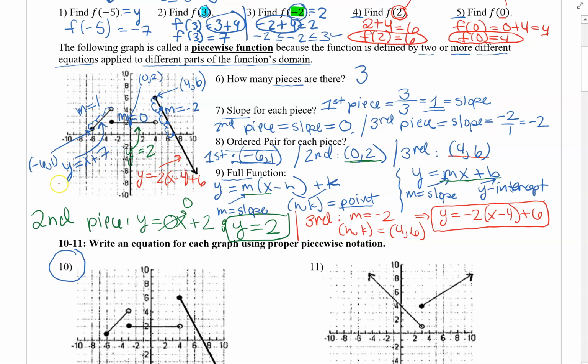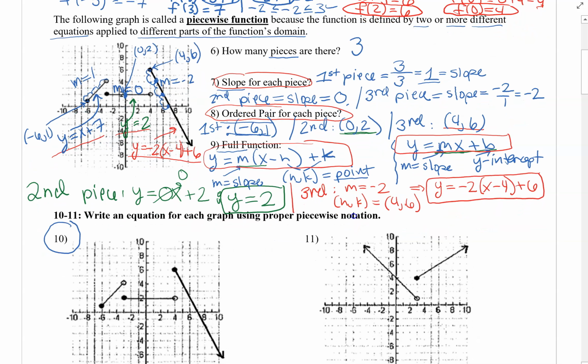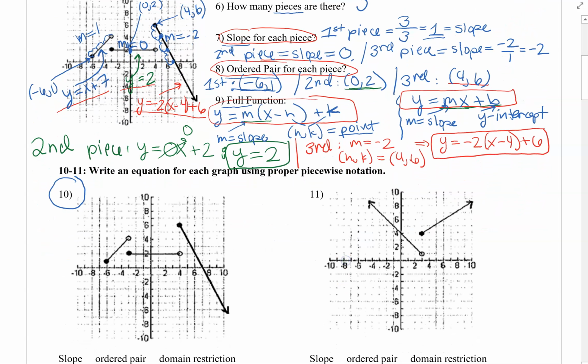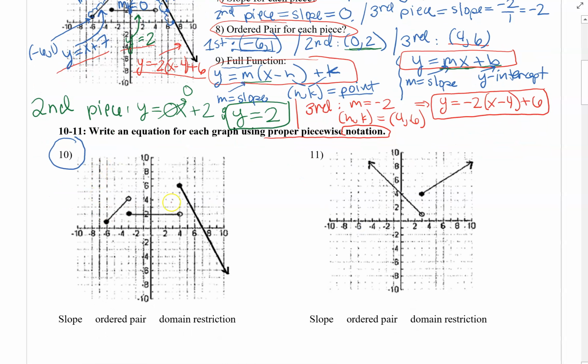Okay, so we have piece 1, piece 2, and piece 3 all figured out because we knew the slope of each piece and we knew the ordered pair for each piece, and we have these sort of templates for linear equations that we can just plug these points and slopes into. But if I move down here to number 10, let me show you how we would use it with proper notation. Okay, proper notation. So notice number 10 is the same graph.